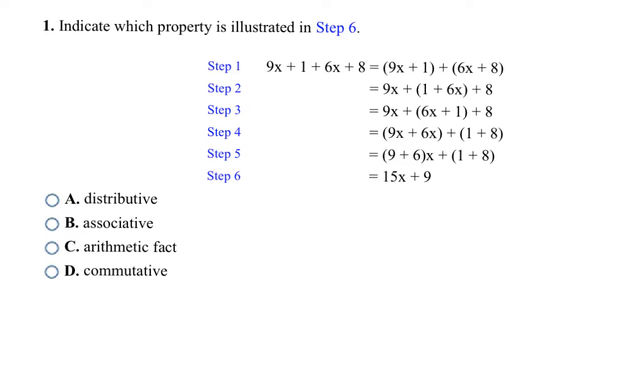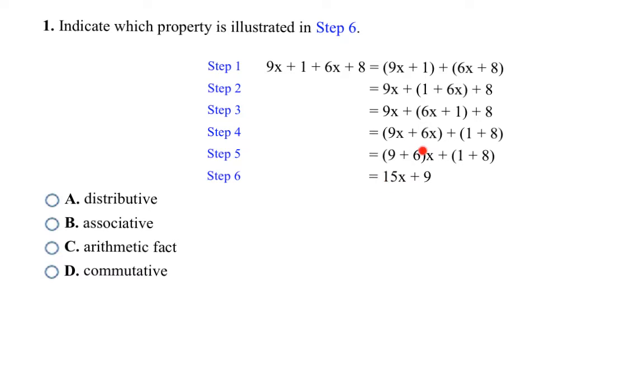So we're going to look at a bunch of questions where they give us a problem that's worked out in steps, and we have to tell why we are allowed, which property allows us to go from one step to another step. So this one says step 6. So it wants to know, why can we go from step 5 and end up with step 6? Why is step 6 allowed to happen?